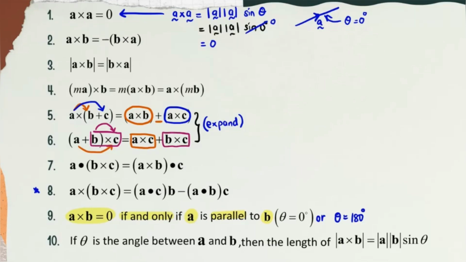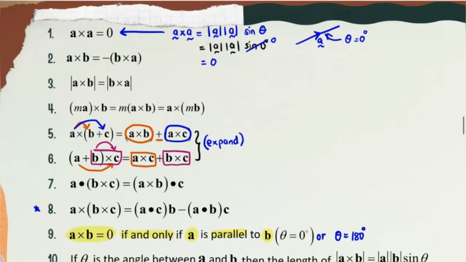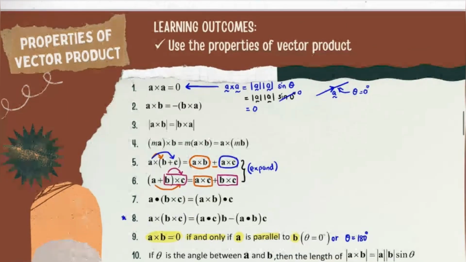Okay, and then theta is the angle between vector A and vector B. So the length of A cross B will be the same as magnitude A, we multiply by magnitude B, we multiply by sine of the angle. So ini kita akan guna apabila kita dah tahu angle between A dengan B tu apa. Alright, so ini adalah rules number 10. Okay, so itu sahaja untuk properties.